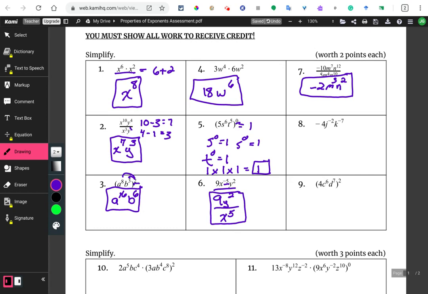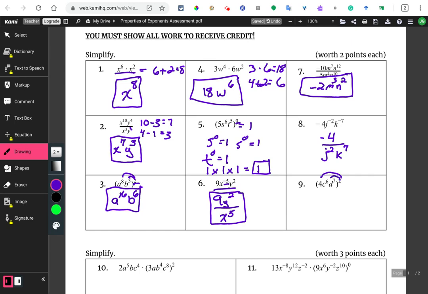Oh, I should do a little bit of work over here too. So 3 times 6 equals 18. 4 plus 2 equals 6. What else? Oh, yeah, that equals 8. All right, cool. So here we go. Number 8, you're just going to have a negative 4 up at the top here. That j squared comes down. That k to the 7th does that. That's that.